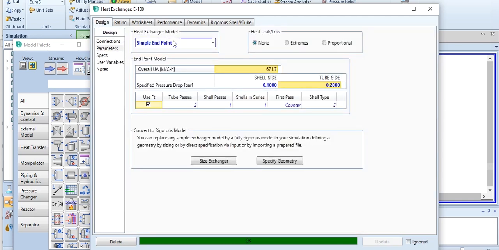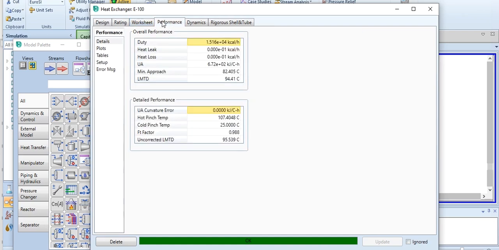Going to the design tab, as you see, we have selected the heat exchanger model as simple endpoint. It could be rigorous, simple steady state rating, simple weighted, or dynamic rating. In today's exercise, it was simple endpoint, and we have assumed no heat leak or loss for this system. Similarly, use FT correction factor. Tube passes are 2, shell passes 1, shells in series 1. It's countercurrent and it's E type. You are familiar with the different types of heat exchanger, and you can read a good heat exchanger book to understand how many types exist.